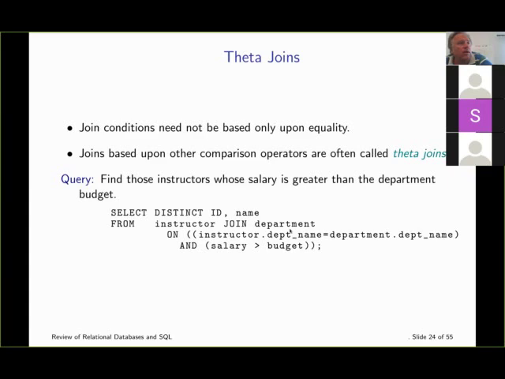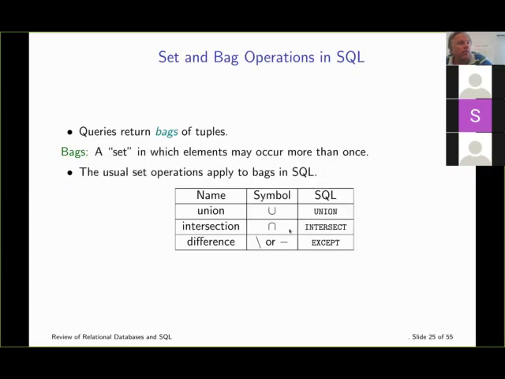Theta joins, yeah, I think we already essentially covered that. All right, so now we're looking at queries in SQL. The standard says they return bags, they don't return sets. Bags allow for duplicates inside them, okay?